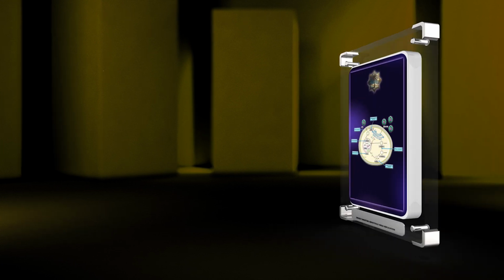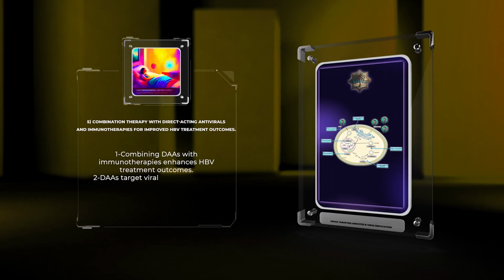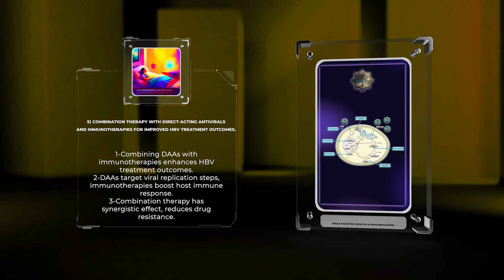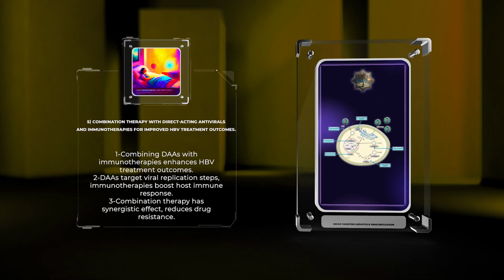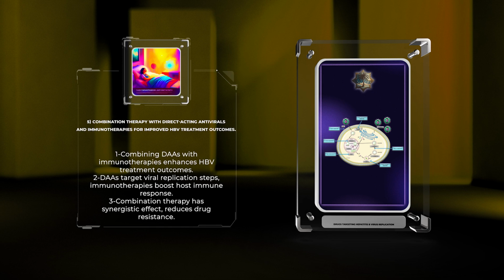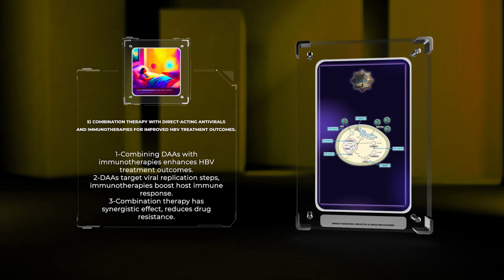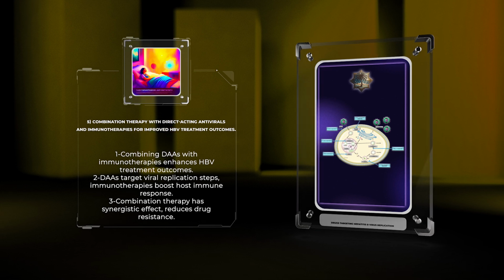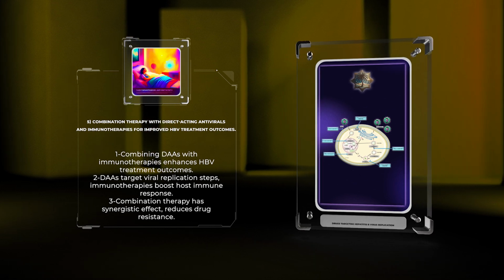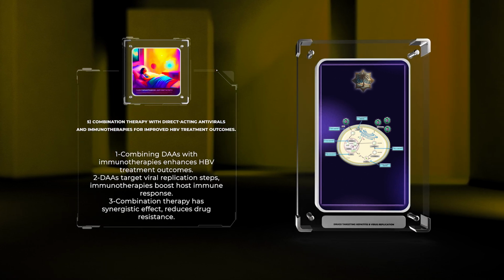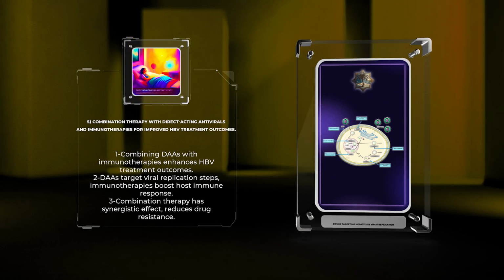Combining direct-acting antivirals, DAAs, with immunotherapies holds promise for enhancing HBV treatment outcomes. DAAs specifically target viral replication steps, inhibiting key enzymes involved in the HBV life cycle. Immunotherapies, on the other hand, boost the host immune response against the virus. Combining these treatment modalities can have a synergistic effect, leading to improved viral suppression and reduced incidence of drug resistance.